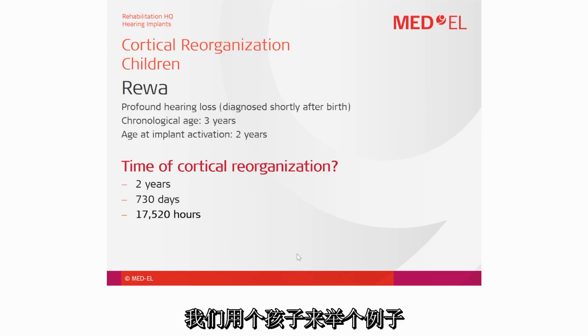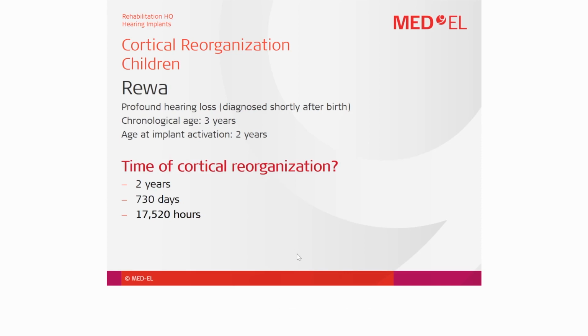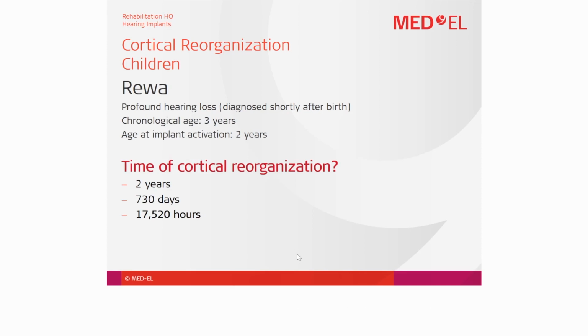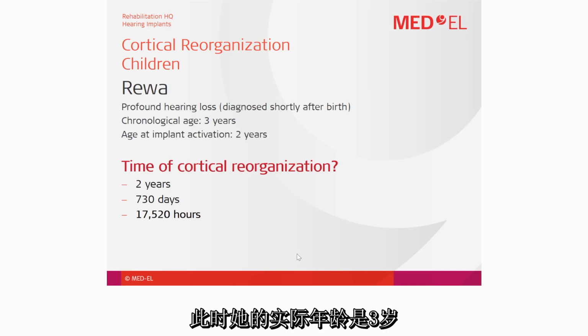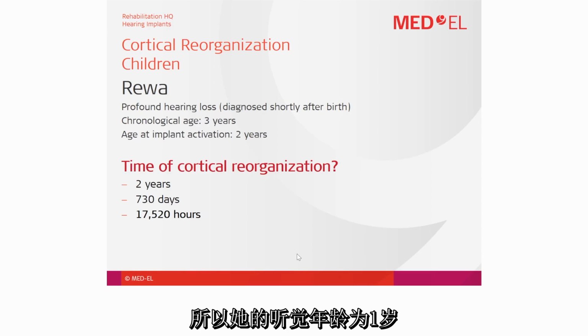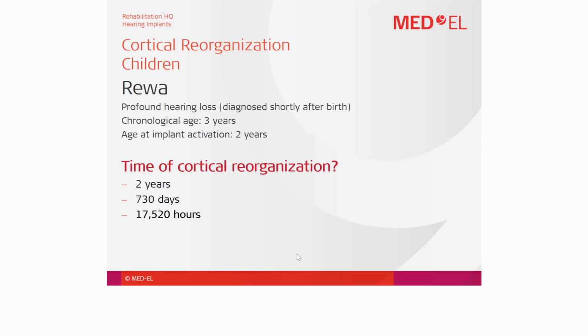Let's look at that in regards to a child. So here is a child, her name's Reiwa. Reiwa had a profound hearing loss, which was diagnosed shortly after her birth. At this point in time, her chronological age is 3 years. And the age at which her cochlear implant was activated was 2 years. So her hearing age is 1 year.